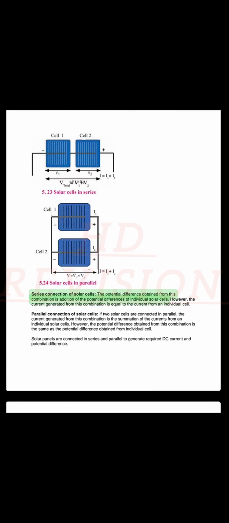These solar panels are semiconductors, usually made out of silicon. A silicon solar cell of dimension 1 square cm generates current of about 30 mA and potential difference of about 0.5 volts. Series connection of solar cells: The potential difference obtained from this combination is the addition of the potential differences of individual solar cells. However, the current generated from this combination is equal to the current from an individual cell.